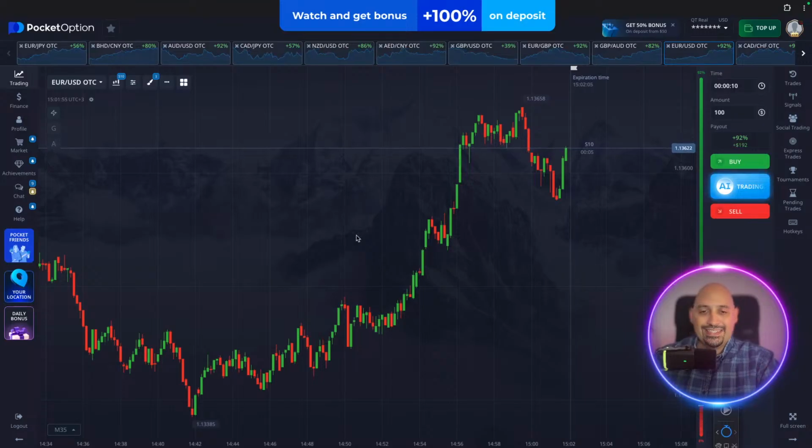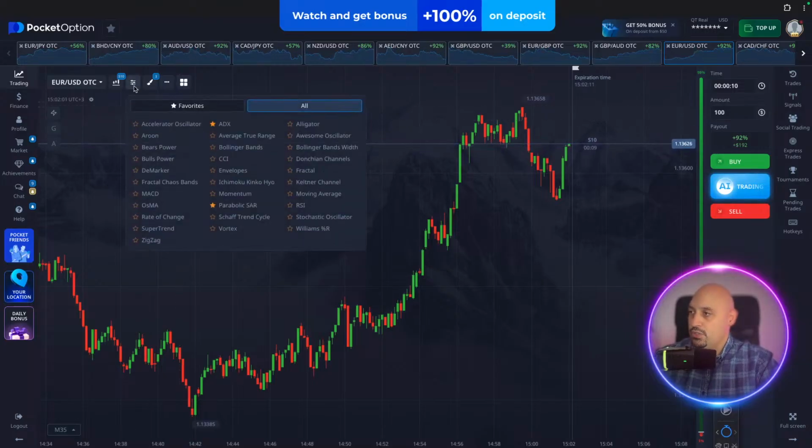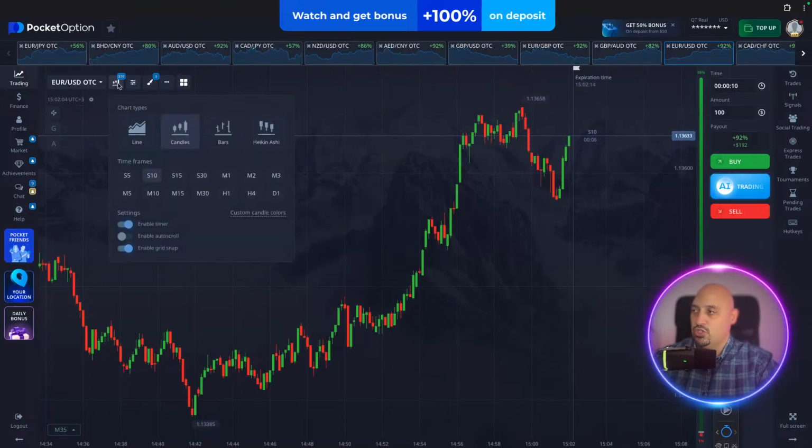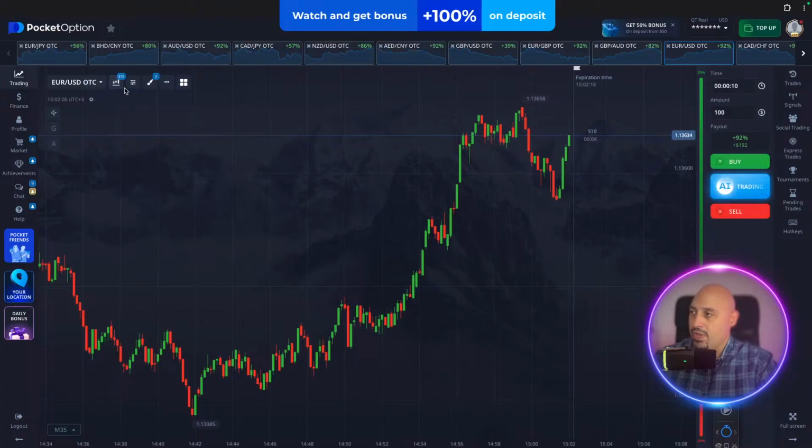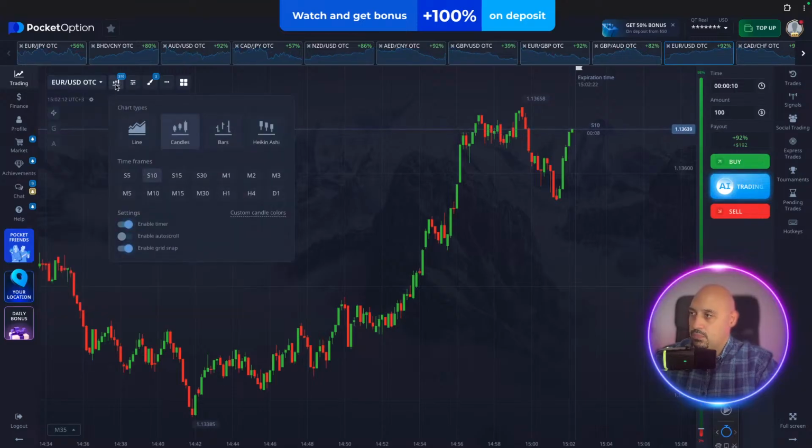So, guys, let's dive right into our topic, the types of charts. In Pocket Option, there are four different types of charts, and you can find them if you scroll all the way up here next to the currency pair that you're going to be using. There's a button, and then you'll be able to see the four different types of charts. Very, very important. Let's start with the basic one.